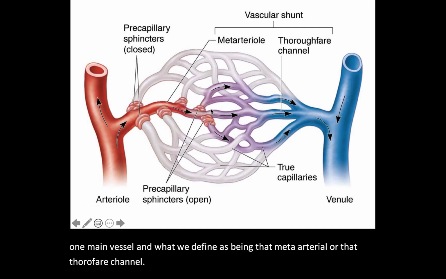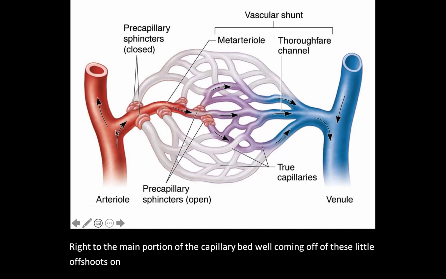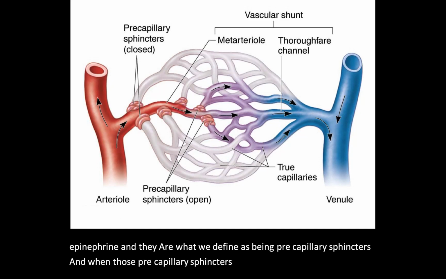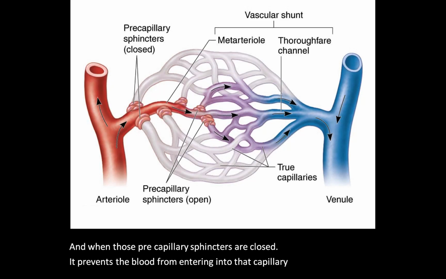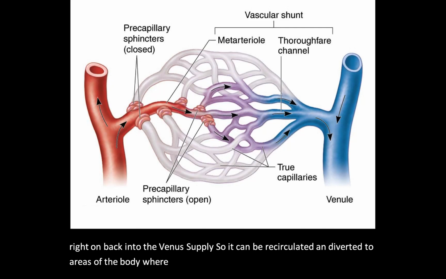And then from here, blood gets diverted to the main portion of the capillary bed. Well, coming off of these little offshoots on the arterial end, are these little ridges of smooth muscle that contain those alpha receptors that respond to epinephrine. And they are what we define as being precapillary sphincters. And when those precapillary sphincters are closed, it prevents the blood from entering into that capillary bed, and it diverts it right on back into the venous supply so it can be recirculated and diverted to areas of the body where it really is needed.